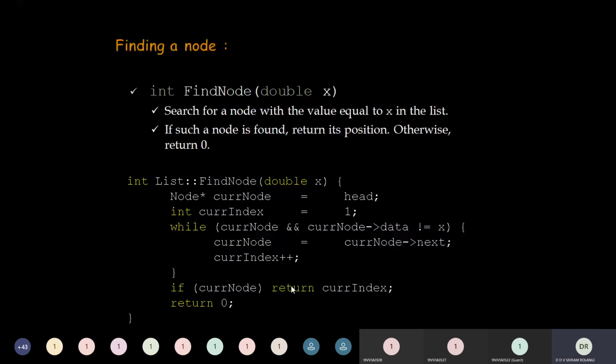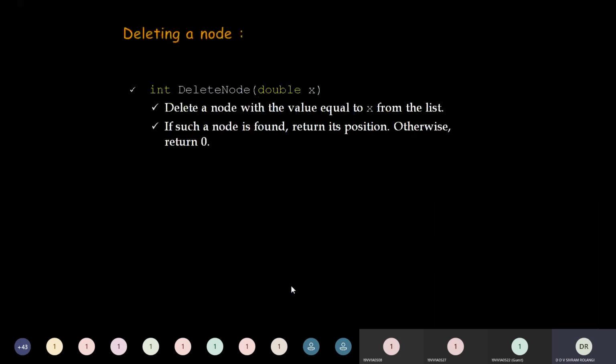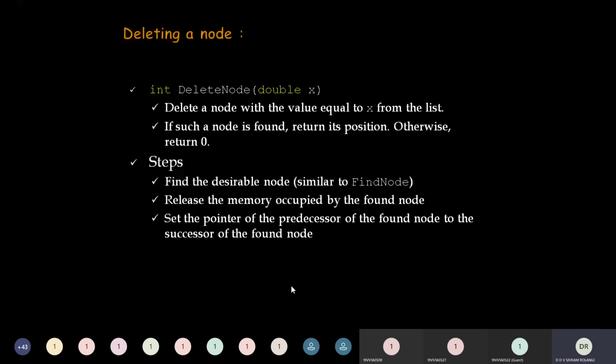Delete node: delete a node with the value equal to x from the list. If such a node is found, return its position, otherwise return 0. After deleting, we return its position. These are the steps. First, we need to find the desired node, similar to find node. Then release the memory occupied by the found node. Here you need to know dynamic memory deallocation operators like delete or free. Like in C, we have a function called free, right?